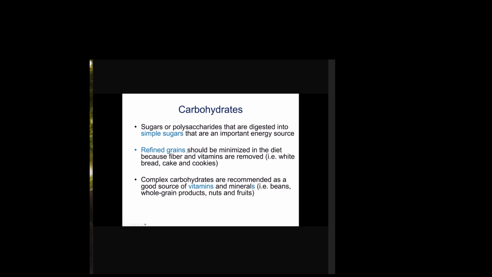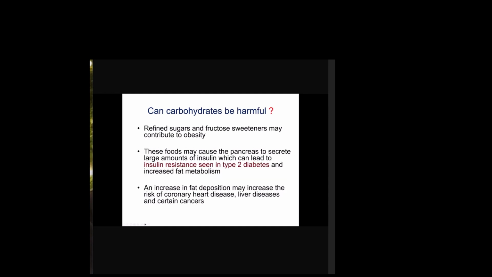Meanwhile, the ones that are refined are what we do not want. We want to go easier on them. You can snack on a cookie, a piece of cake, but don't make it a major piece of your meal, because you're going to be losing a whole lot of other stuff. Can carbohydrates be harmful? I said yes. Refined sugars and fructose sweeteners are not good for us.